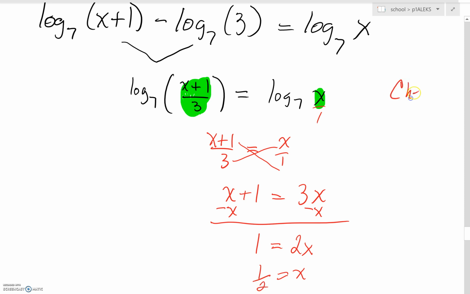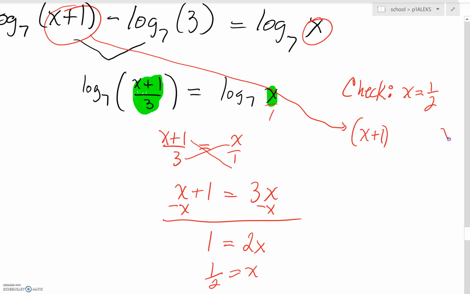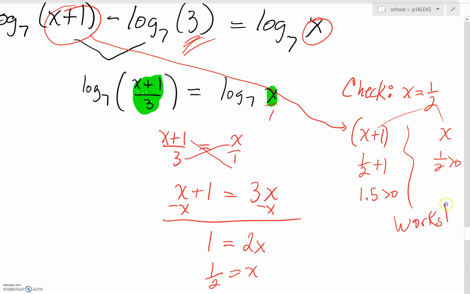But of course we're going to have to do a check. You know, we don't know if this is really going to be enough. X equaling 1/2, I'm going to have to check the insides of these logs. So I'm going to check x plus 1. And the other log that I have to worry about is just x itself. This 3 right here is always positive, so I don't have to worry about it. 1/2 plus 1, it's really 1.5. So that's good. And 1/2 itself, well, you know, that's greater than 0. So our answer works. And we'll have an answer of x equals 1/2.